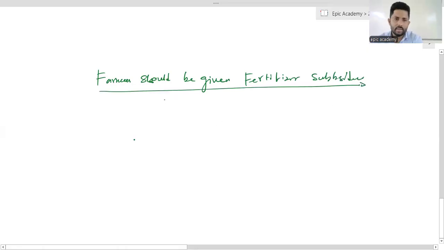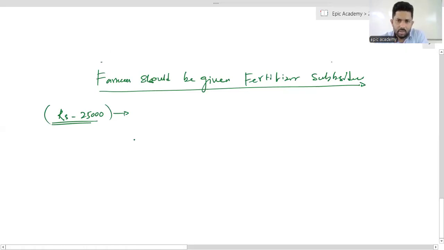In the Sri Lankan context, farmers are given chemical fertilizer subsidies. I can't remember the exact value, but it is something like 25,000 rupees for one season, whether the Yala season or the Maha season. They are getting 25,000 rupees as a fertilizer subsidy.